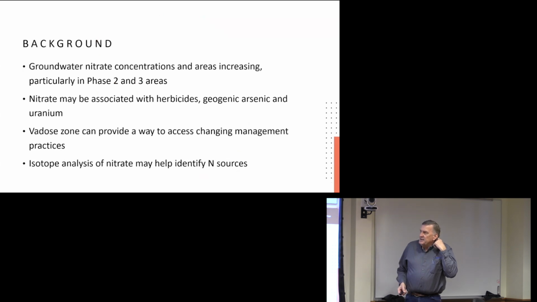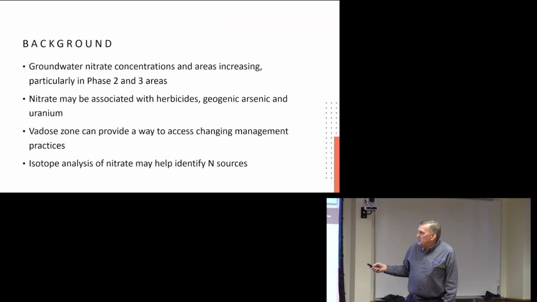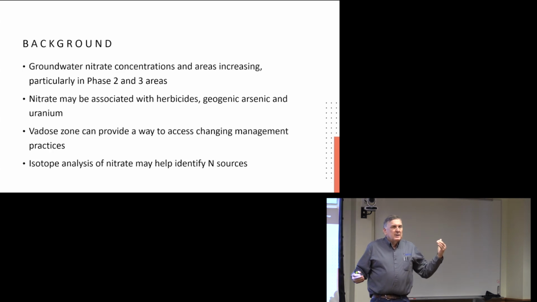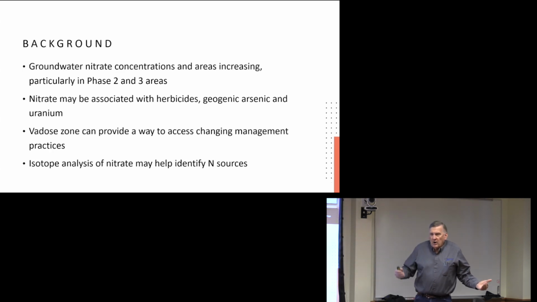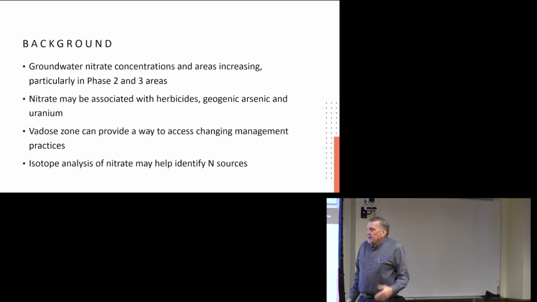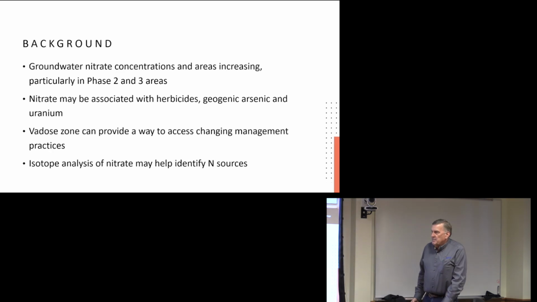Nitrate areas are increasing, with different phase 2 and 3 areas. We looked at herbicides, geogenic arsenic and uranium. The sampling provided access to changing conditions, and then we did some isotope sampling to know if it's commercial fertilizer or manure, organic. For nitrogen, we have organic and inorganic, so we have 2 different types of nitrogen that sometimes you have to deal with. In that particular area, we do have a lot of feedlots on top of it, so we wanted to make sure we knew what we were doing.